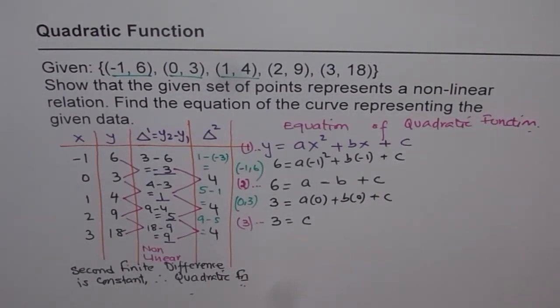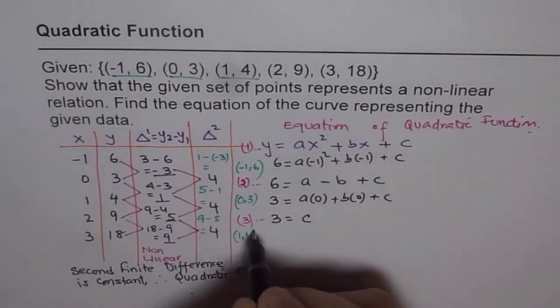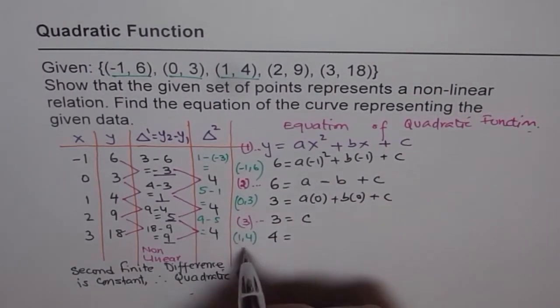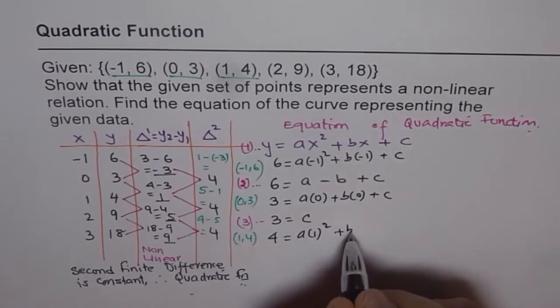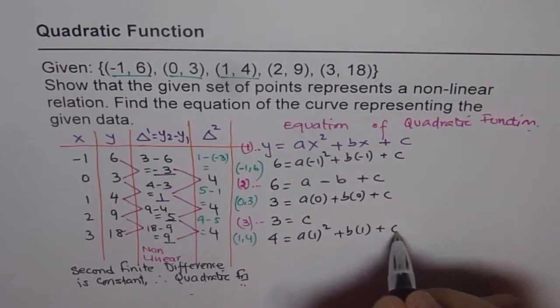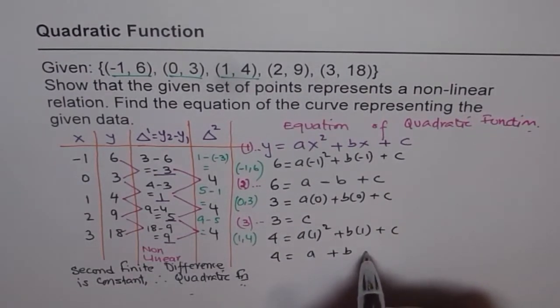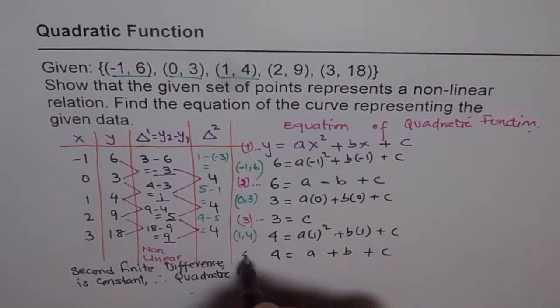Now we can use the next point, which is 1, 4. So 1 and 4, what do we get? If I place 4, 4 is the y value, I get 4 equals a times 1 squared plus b times 1 plus c. So I get 4 equals a plus b plus c. So that gives me equation 4.